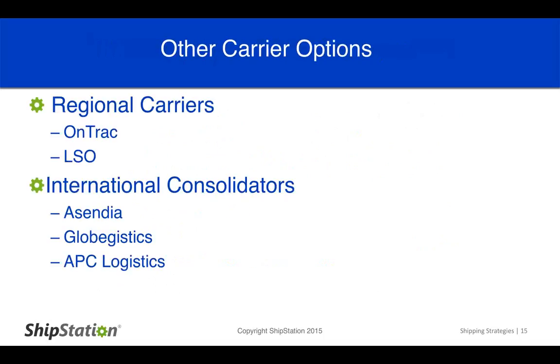Other carrier options include regional carriers such as OnTrack and LSO. If many of your shipments go to your local area, you could get great discounts and increase delivery speeds by using regional carriers. For those of you that do a lot of international shipping, you should also look into international consolidator services that help smooth out the international shipping process and can give you competitive rates across various carriers.